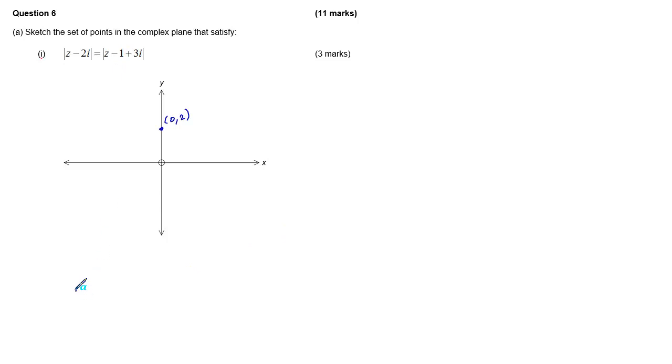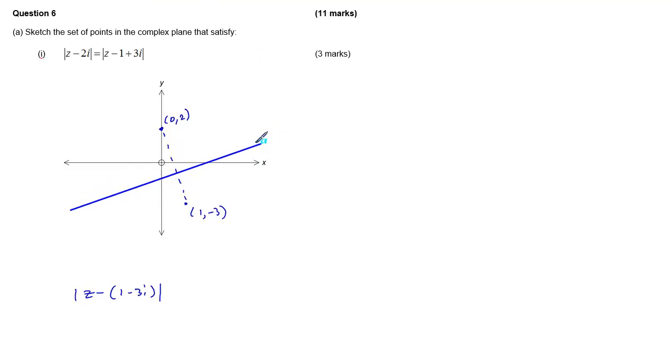For this one here, rewrite it as z take away 1 take away 3i. If you think about re-expanding that, you get this. So this is the distance of z from (1, -3). So here's (1, -3). And we know it's going to be the perpendicular bisector of here. Let's just draw it on for now.